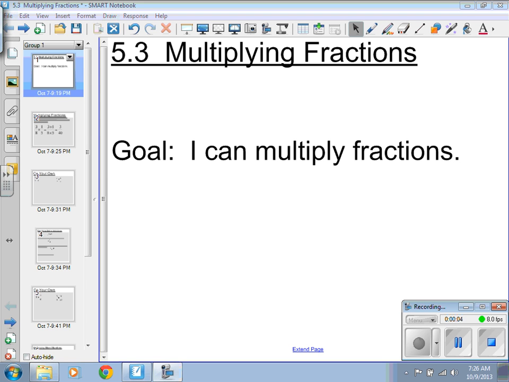Today's lesson is multiplying fractions. Our goal is multiplying fractions. Please pause the lesson as you need to write down what you need to write. I'm going to continue speaking at a regular rate, but you need to pause in order to get what you need to get.